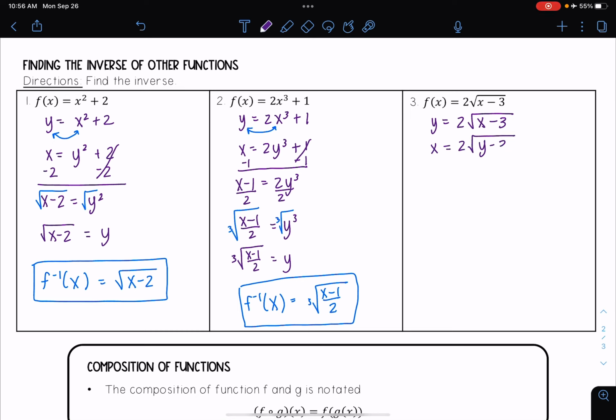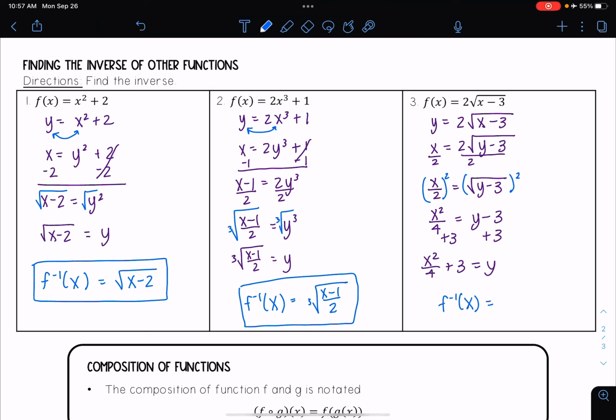So now on the left-hand side, remember with our power of a quotient that this exponent goes with the x and with the 2. So this becomes x squared over 4, because 2 squared is equal to 4, is equal to y minus 3. And then I just need to add 3 to both sides. So I get x squared over 4 plus 3 is equal to y. So that means that f inverse of x is equal to x squared over 4 plus 3.